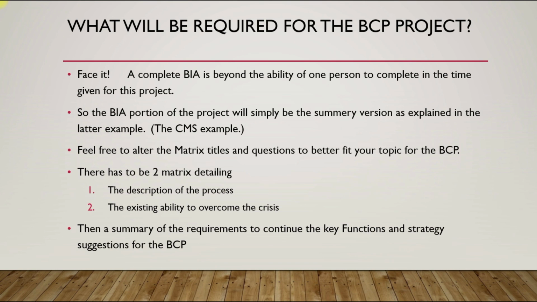Let's face it, a complete BIA is beyond the ability of one person to complete in the time given for this project. So the BIA portion of the project will simply be the summary version as explained in the latter example, the CMS example. Feel free to alter the matrix titles and questions to better fit your topic for the business continuity plan. There has to be 2 matrix detailing the description of the process and the existing ability to overcome the crisis. Then a summary of the requirements to continue the key functions and strategies suggested for the business continuity plan. Okay, I hope this works for you.